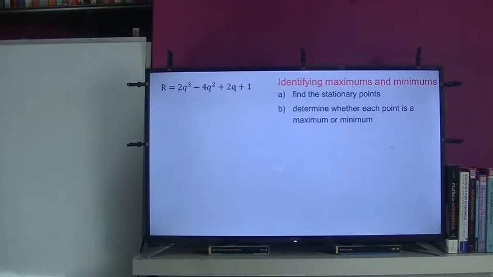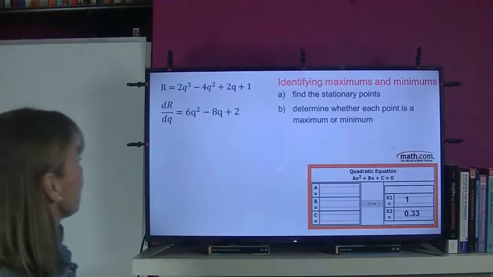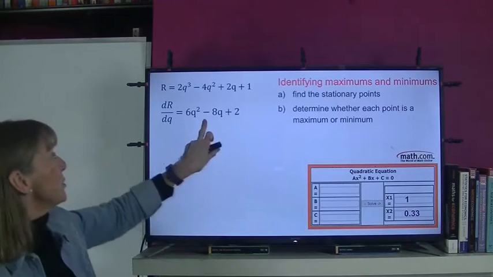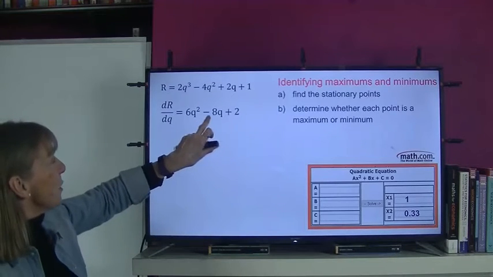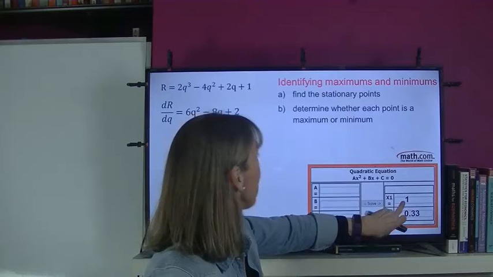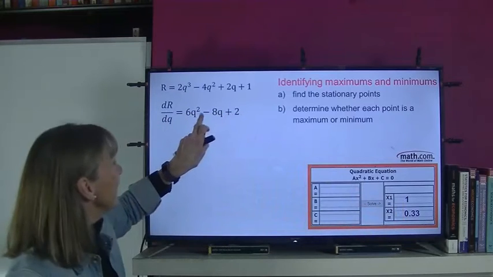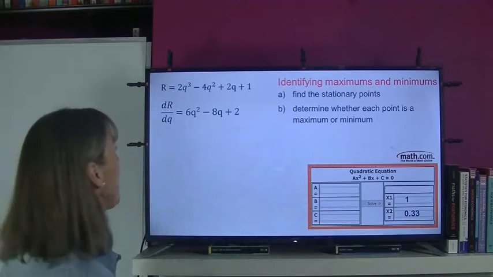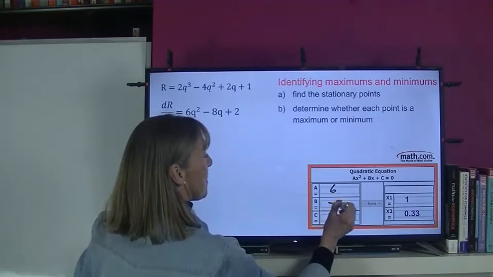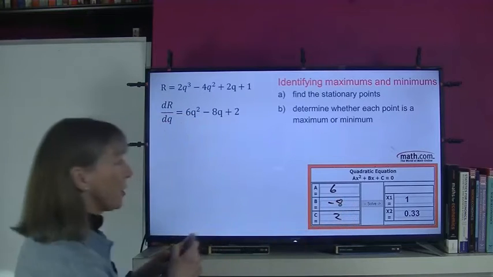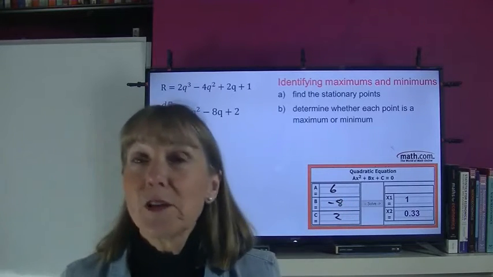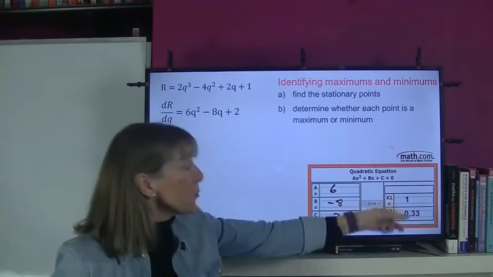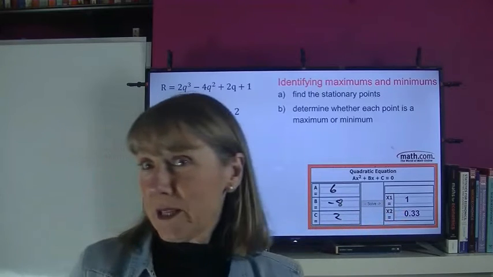All right, so back to this one again. This is where we got to. We found the second derivative. We solved for that. We solved for this, didn't we? We put in our 6, our minus 8, and our 2, and we got those 2 answers. So now the big question is one of those a maximum and one of those a minimum?